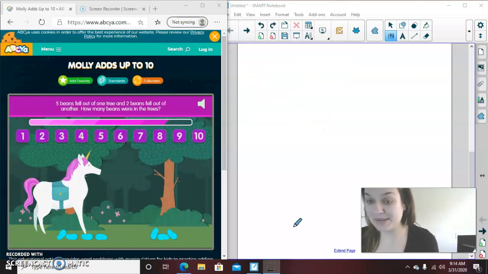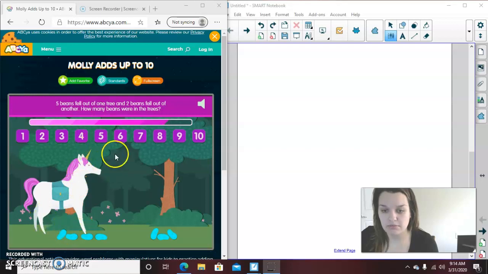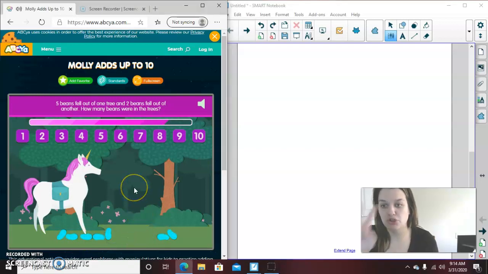Okay, you did such a great job on that problem. We're going to do one more. I'm going to read you the problem. We're going to make our picture. And then I'm going to have you pause me like we did before. And we're going to create a number sentence and figure out how many we have all together. Okay, so 5 beans fell out of a tree. Okay, so let's have them all over here. 1, 2, 3, 4. Oh, let's move this one over here. 5. And 2 beans fell out of another tree. We have 1, 2 over here. How many beans were in the trees? Okay, I want you to pause me, write your number sentence, and come back.